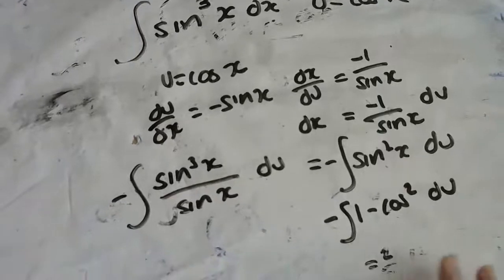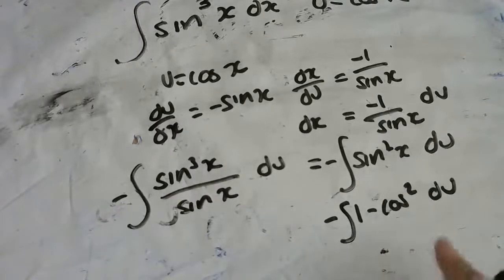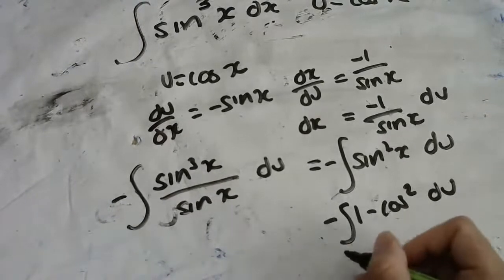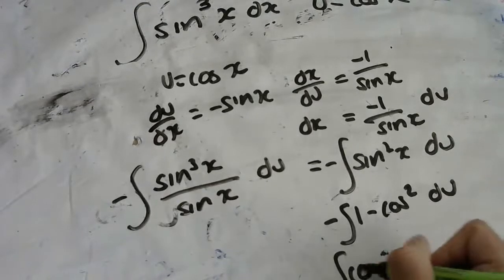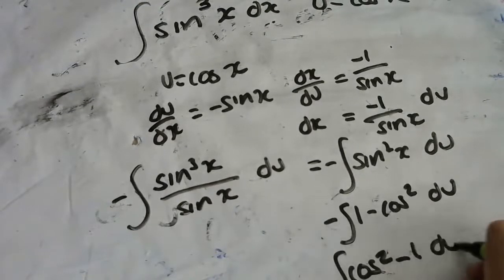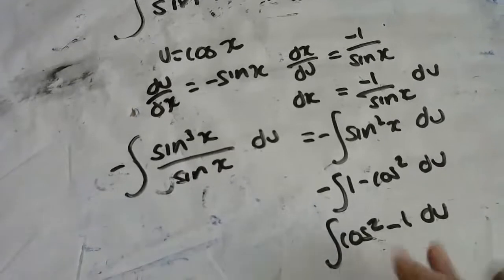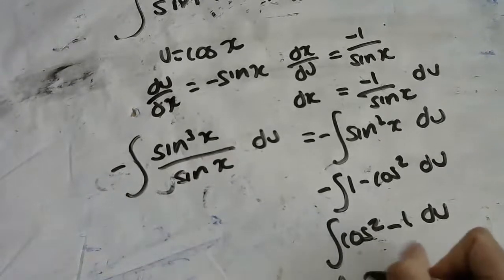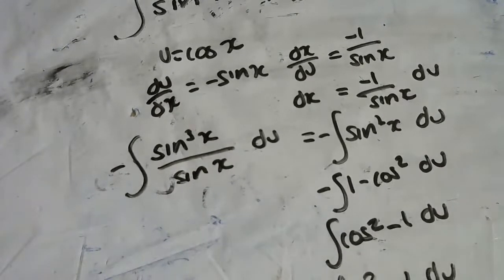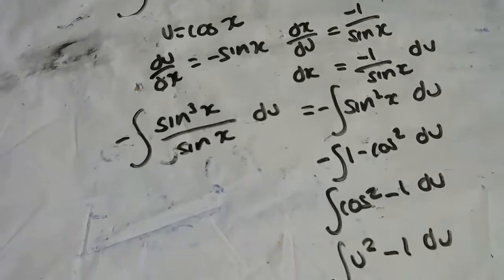All right. And then what's going to happen is this. Well, obviously, we can just put the minus sign back in, actually. I'll just deal with the minus sign now. So that's cos squared minus 1 du, yeah? Which is u squared minus 1 du. And I think you can handle that. That's quite an easy little integration to do. So that's the methodology behind doing this substitution, right?